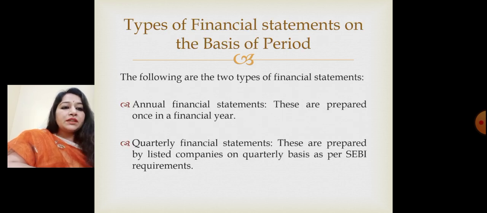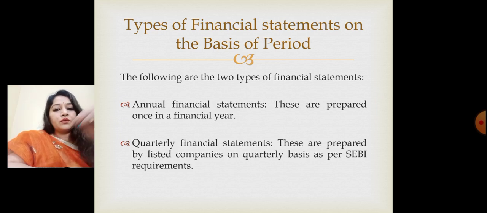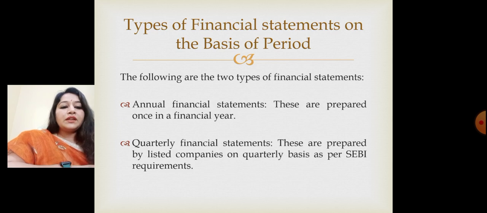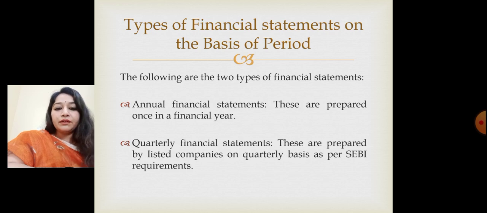Type of financial statement on the basis of period. Following are the two types of financial statement: annual financial statement and quarterly financial statement. Annual financial statements are prepared once in a financial year, once in a single year, and quarterly financial statements are prepared by listed companies on quarterly basis as per SEBI, Securities and Exchange Board of India requirement.